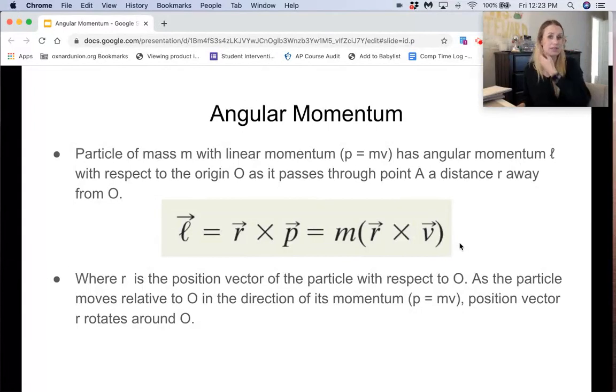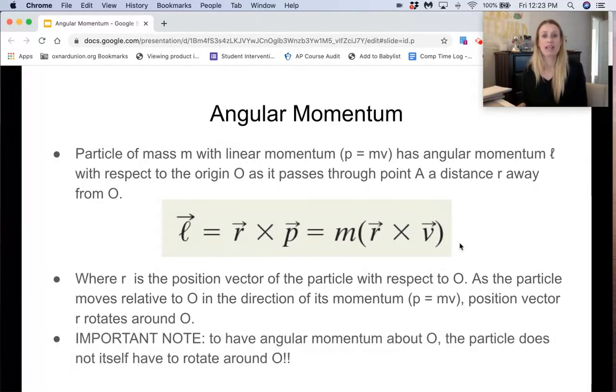So r is the position vector of the particle with respect to O, and as the particle moves relative to O in the direction of its momentum, the position vector r rotates around O. Now it is important to note here that to have angular momentum about O, the particle doesn't actually have to rotate around O. Rotation usually happens when we're talking about these problems, but in order to have an angular momentum about a point, the particle doesn't actually have to rotate about that point.